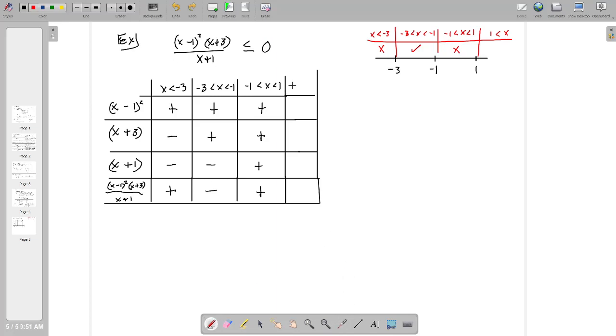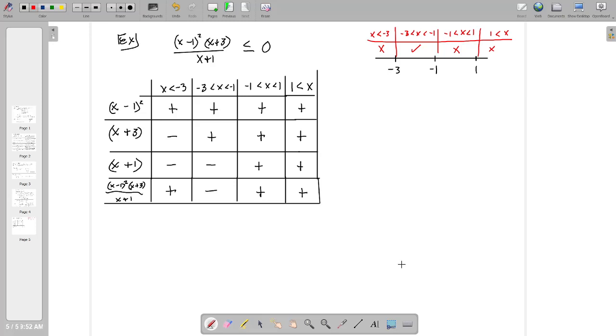Then we move on to the last region, when x is greater than 1. Now, if x is greater than 1, we have, say, a test point of 2. 2 minus 1 is 1. 1 squared is 1. We have a positive here. Plug in a 2 here. 2 plus 3 is 5. We have a positive value. Plug in a 2 here. We have 2 plus 1 is 3. That's positive. And then we have a positive times a positive divided by a positive is positive. So we go back to our quotient and say, is a positive number less than or equal to 0? No. So it does not satisfy on this region.